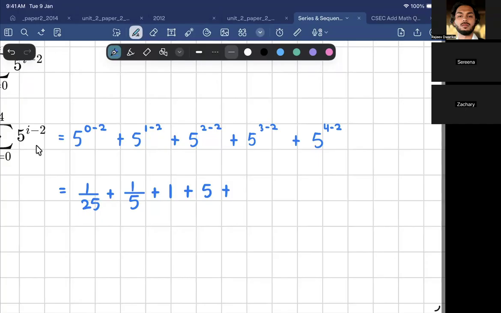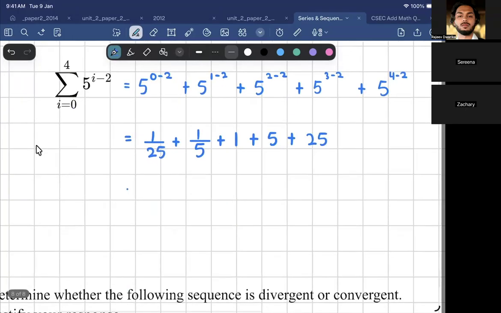And then 5 to the power 2, which is 25. Right, so plug all of that into your calculator. No, Serena. Serena, I want to talk to you. Pop the volume.